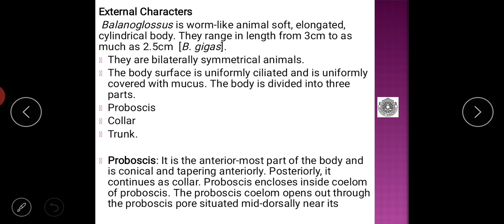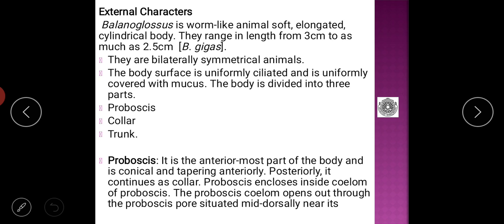External features. Balanoglossus is a worm-like animal with a soft, elongated, cylindrical body, and they range in length from 3 cm to as much as 2.5 m. They are bilaterally symmetrical animals, and the body surface is uniformly ciliated and covered with mucus. The body is divided into 3 divisions or parts: proboscis, collar, and trunk.